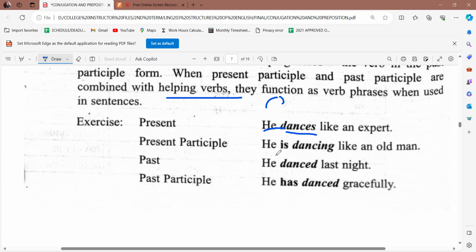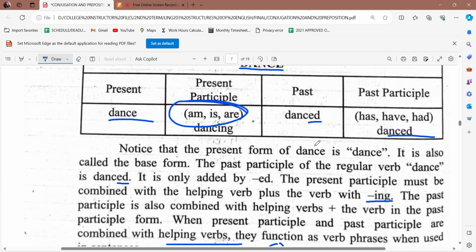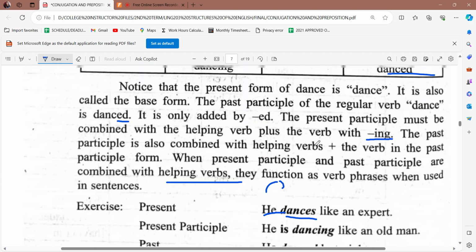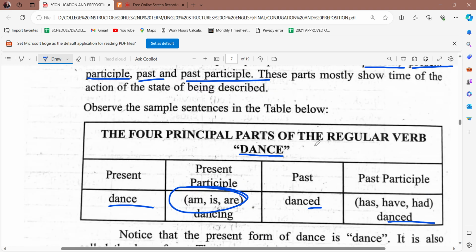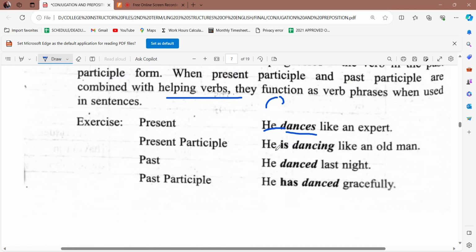In the present participle, we have he is dancing like an old man. Take note of the structure of the present participle. It is be verb plus verb with ing. So we have here he is dancing like an old man. We also have the past tense of dance, which is danced. You just add ed to it, or the suffix ed.